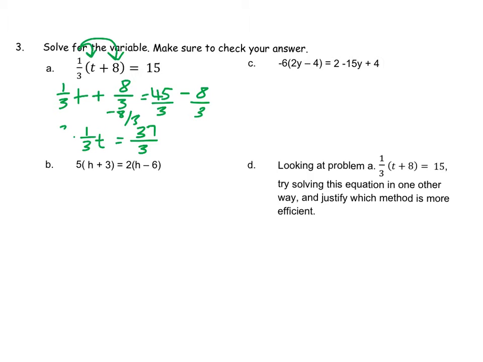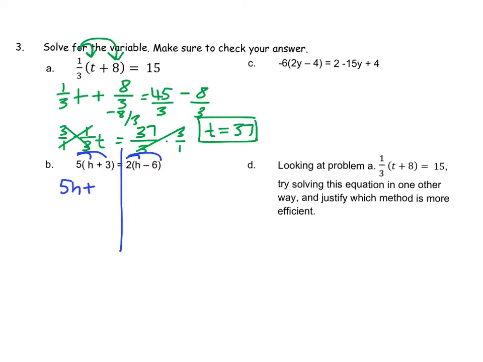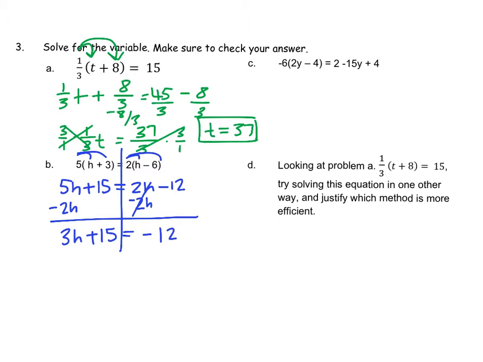To get rid of that 1/3, I multiply by 3 over 1, or that reciprocal. Multiply by 3 over 1. The 3's cancel. T equals 37. B. Once again, start with distributive property, just variables on both sides, which is no big deal. 5h plus 15 equals 2h minus 12. Get the variables on one side, numbers on the other. I'm going to subtract 2h so that I have 3h plus 15 equals negative 12.